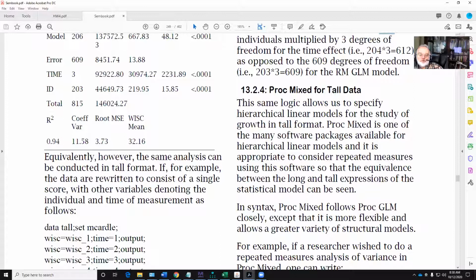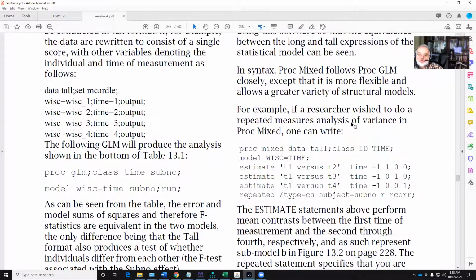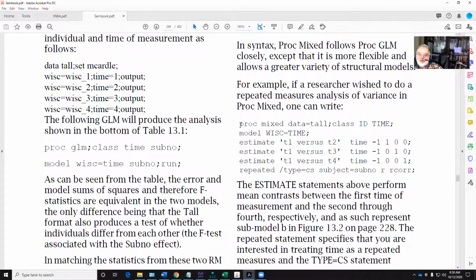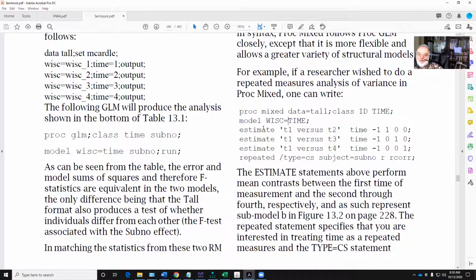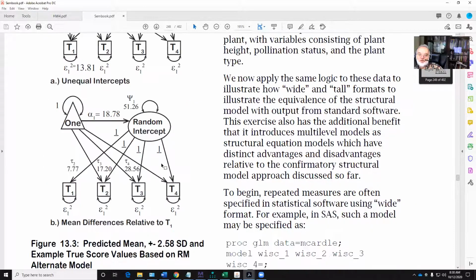Sometimes people, rather than using GLM, will use proc mixed. They'll use an HLM piece of software. Well, if you're doing HLM in tall format, it's just proc mixed. Here's my data tall. And just as with GLM, here are the class variables, the ID number, and the time variable. And the model is this. You can then put in estimate statements that will compare time 1 to time 2, 1 to 3, and 2 to 4. And that's going to correspond to exactly the numbers that you get up here.